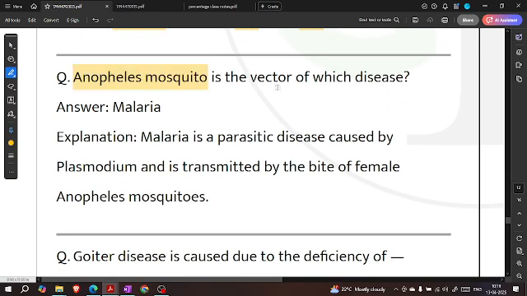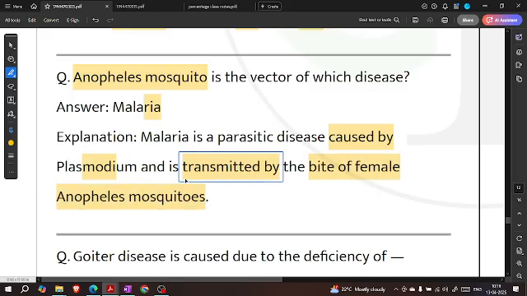Anopheles mosquito is the vector of which disease? Malaria. Malaria is a parasitic disease caused by Plasmodium and is transmitted by the bite of female Anopheles mosquitoes.